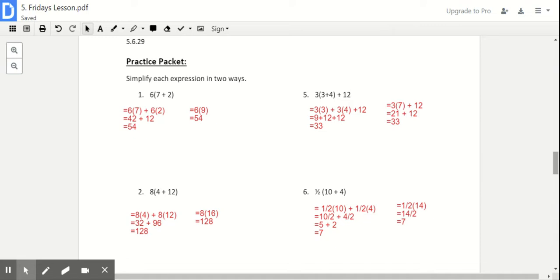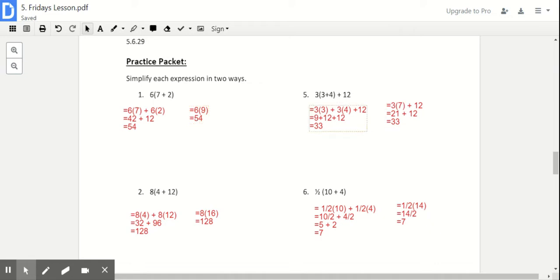So as always, we are working two ways just so you guys can get this practice of doing it the distributive property way, and then doing it by simplifying the parentheses first and then working it with the value. So number one, you have 6 times (7 plus 2). So of course, distributive property: 6 times 7 plus 6 times 2, 42 plus 12 equals 54. Then if we simplified what was in the parentheses first, 7 plus 2 equals 9. So 6 times 9 equals 54.